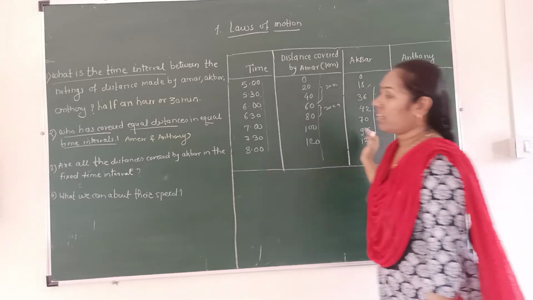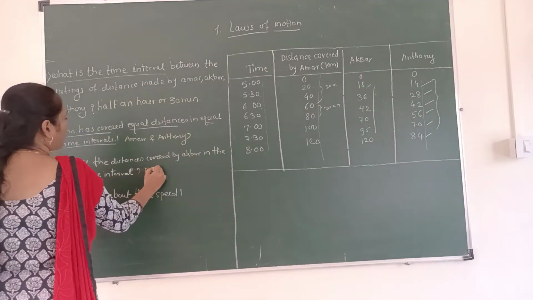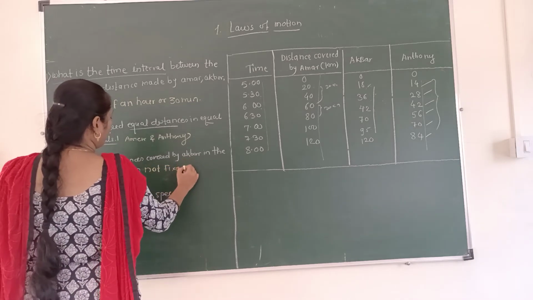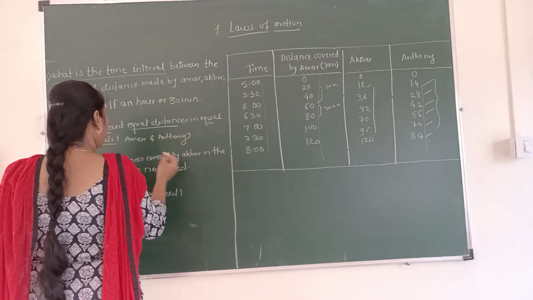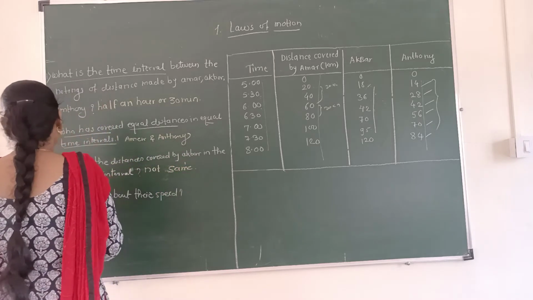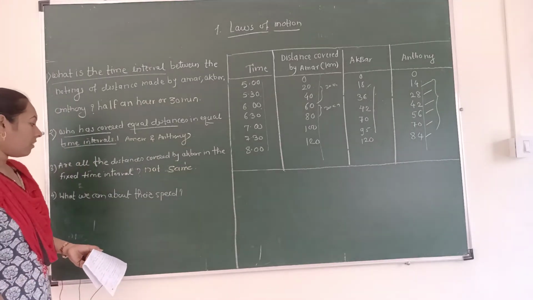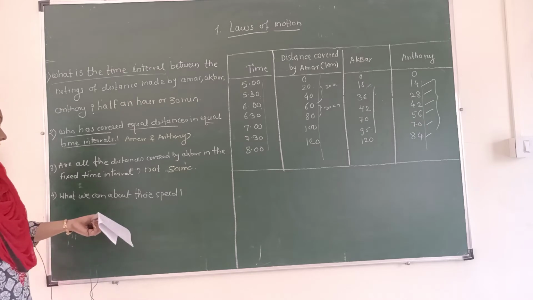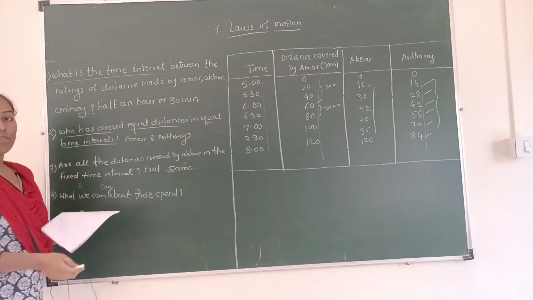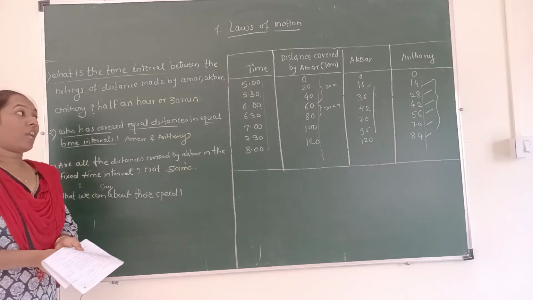So here we can write, not a fixed or not same. Okay, and question number 4 is: what can we say about their speeds? Whose speed? Amar, Akbar and Anthony's speed.